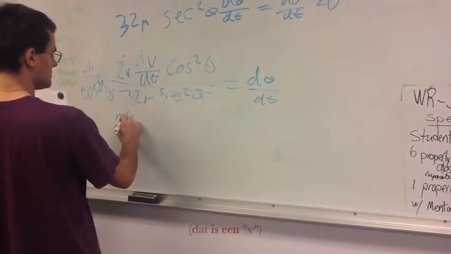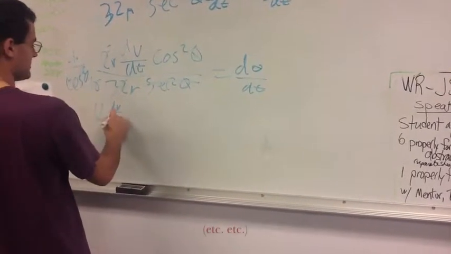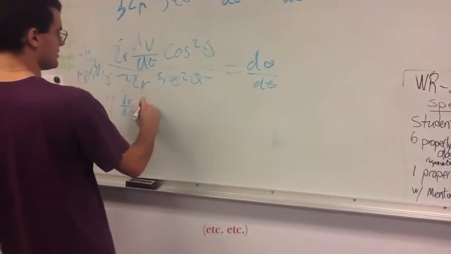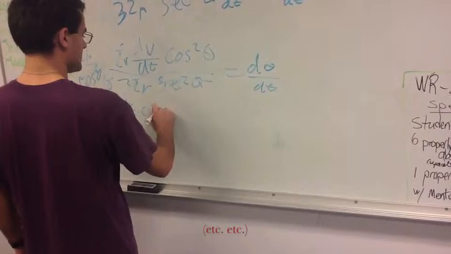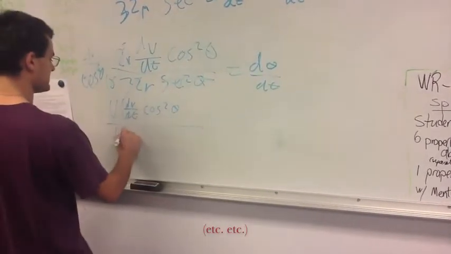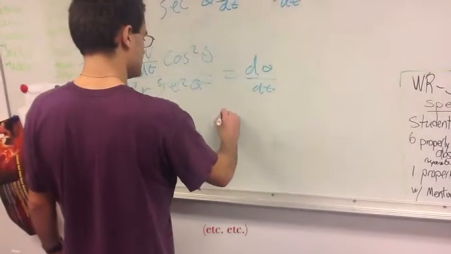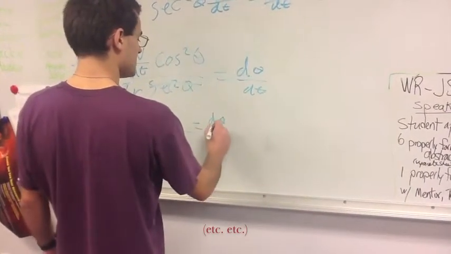That's a v. No, not r, sorry, that's a v. dt cosine squared theta over 16r equals d theta over dt.